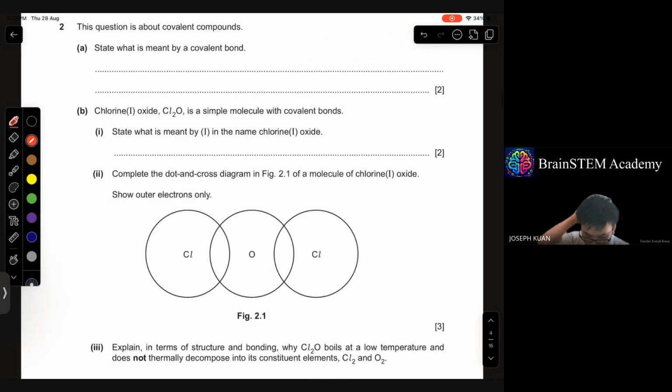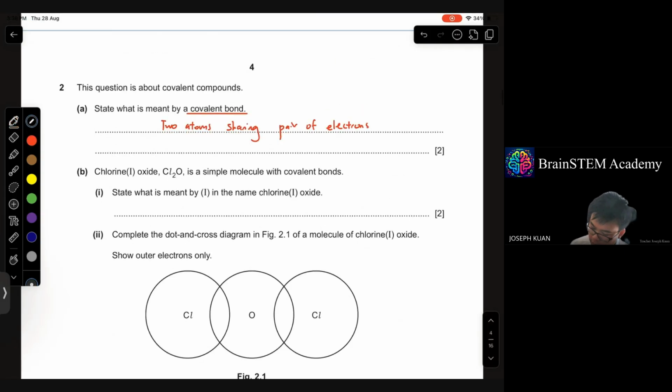This question is about covalent compounds. State what is meant by a covalent bond. Now, for IGCSE chemistry, we define it as 2 atoms sharing a pair of electrons. So for example, let's say chlorine and chlorine, they share a pair of electrons. That's all.